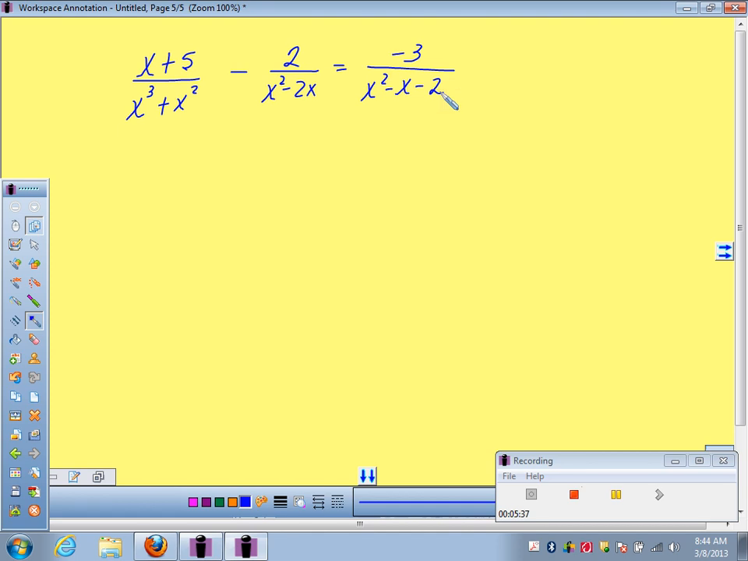Factor all your denominators. So how can I factor this first one? Take out an x squared. Okay, take out x squared will leave me with x plus 1. Okay, what factors the next one? Take out an x, which would leave me x minus 2. And then the third one's a nice ordinary trinomial. So that's going to be minus 2 and plus 1, I believe.